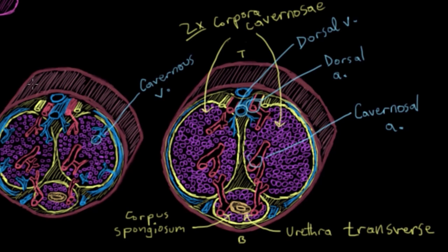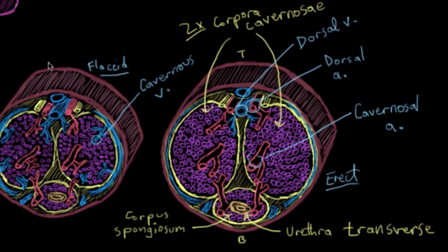When you do not have an erection, the blood flow into the penis equals the blood flow out of the penis, so there's no actual net change in erection status. And let's just label these here. This one on the left here is flaccid, and this one over here on the right is erect.